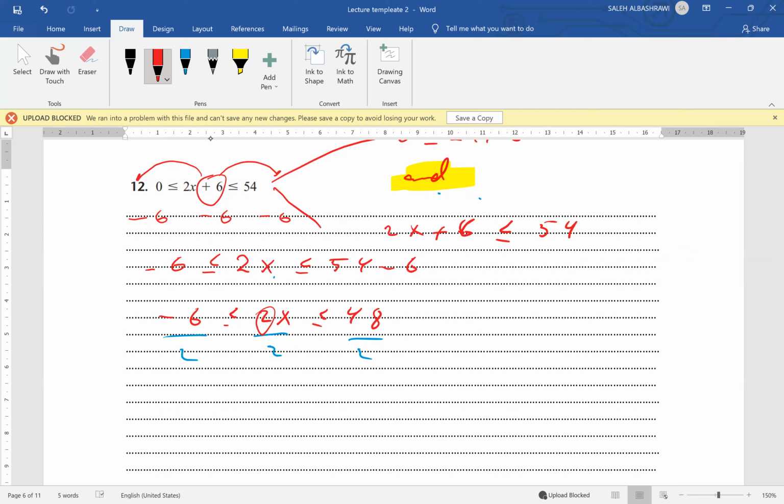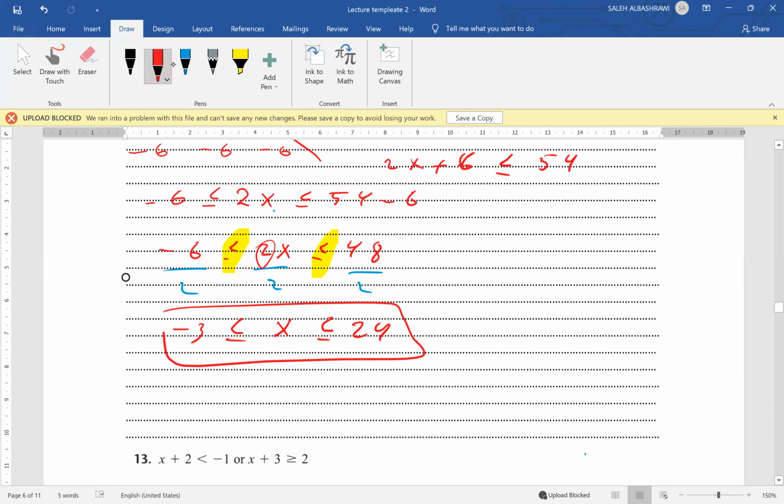So minus 6 divided by 2 will give me minus 3, less than. Again, we're keeping the signs as they are. No need to change because we divided by a positive number, not negative. So minus 3 less than or equal to x less than or equal to 48 divided by 2, which is 24. So this is the solution.